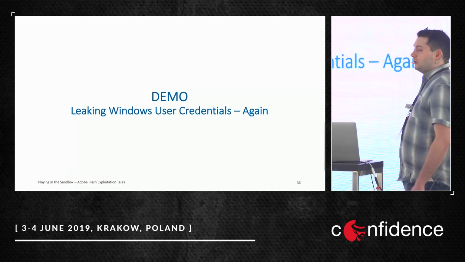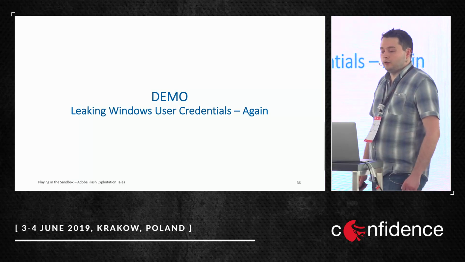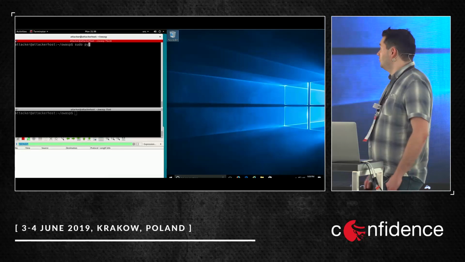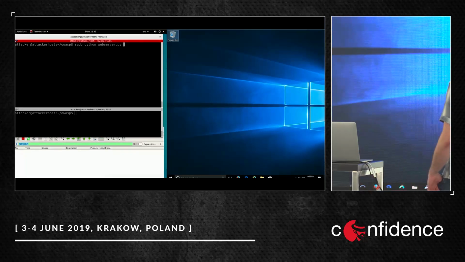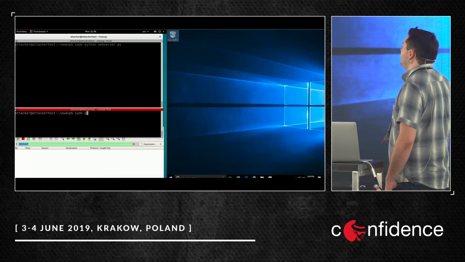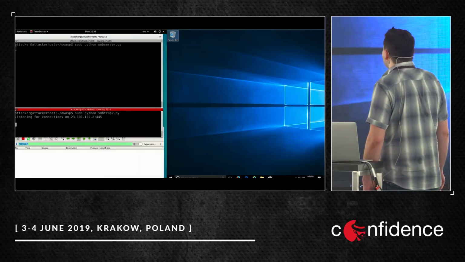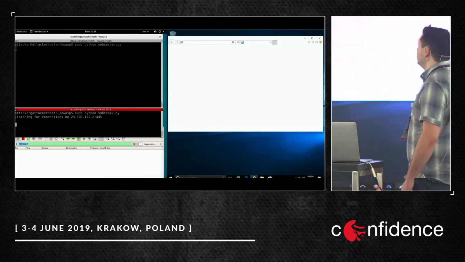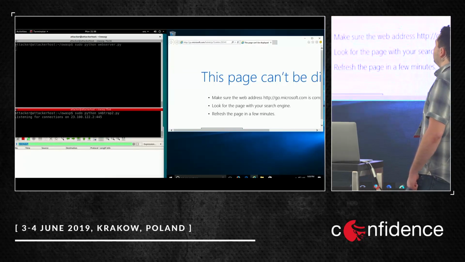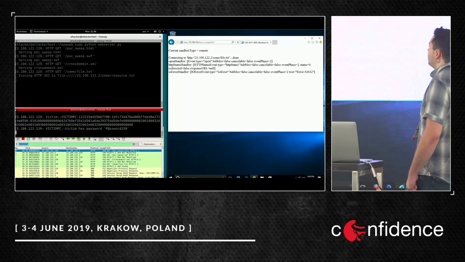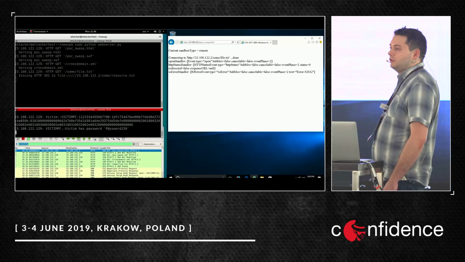Now I'm going to show you what happens when we feed that policy to the Flash runtime. On the attacker side, I will be running two scripts. One is a web server, and the other one is SMB trap. We'll be using Edge this time on the client machine, navigating to the web server. And as you can see, we've again escaped the remote sandbox and managed to obtain the user password on the attacker side.